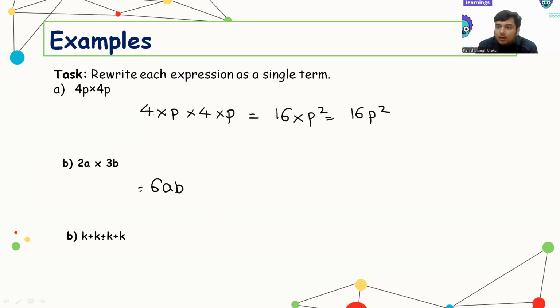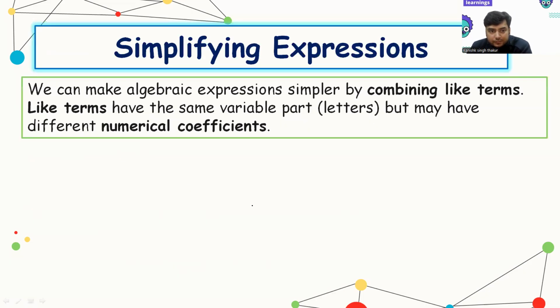K plus k, how many times? 4 times there is k. So I'll write it as 4k. This is how we can add the expressions. You have to use all the things which were given there.